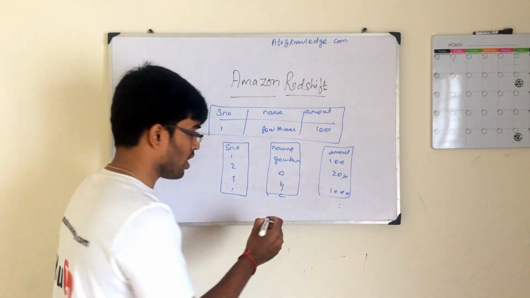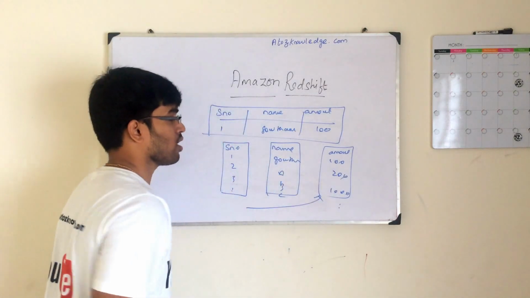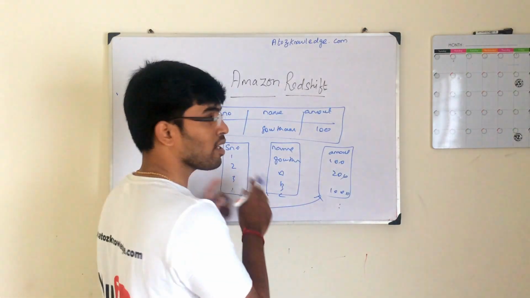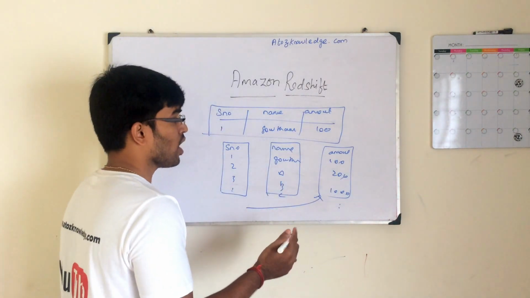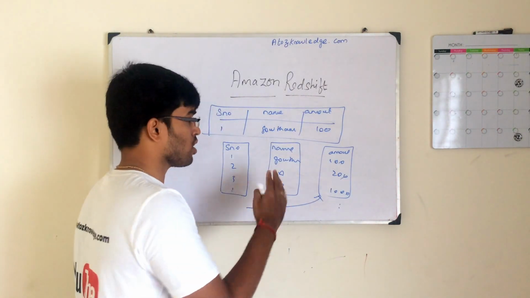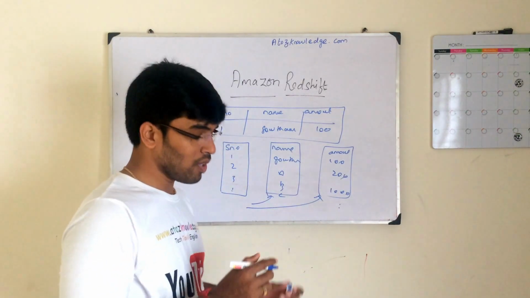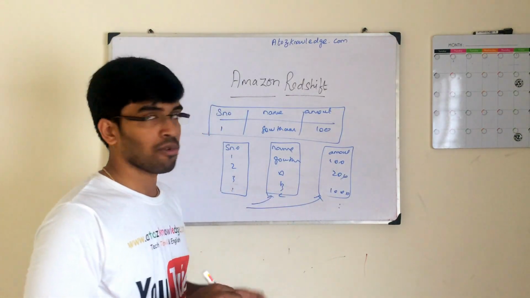When I trigger a query, it will fetch only this particular column, it will never consider these 2 columns. Only if it is required it will take them. For example, if I want to do some aggregation on top of name plus amount, then it will fetch only these 2, it will never consider this one. So we have many other advantages towards column oriented storage.